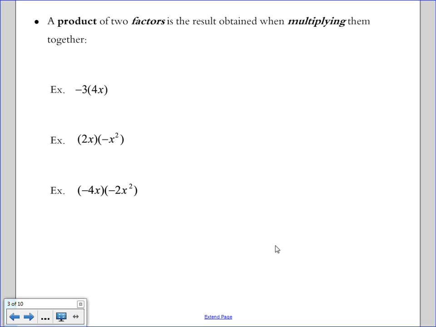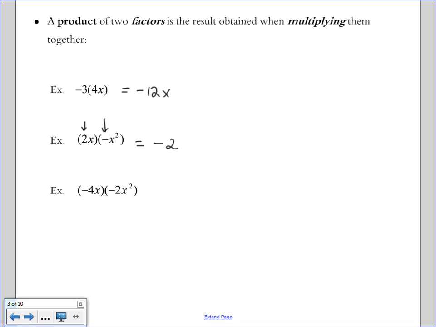In these examples, we just have some simple products to find. -3 multiplied by 4x is -12x. You multiply the -3 by the coefficient. A 2x multiplied by a -x to the second power. We want to multiply the two coefficients together, and that would be this 2 and this -1 that's in front, and that gives us -2.